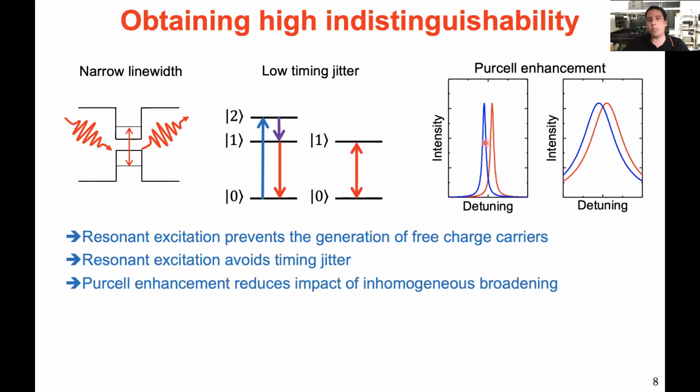What helps in addition is Purcell enhancement, because if you now consider that your two-level system would be subject to some spectral diffusion, so although it's a very good quantum dot, let's say it fluctuates a little bit in frequency, that means that the spectral overlap is reduced. And here Purcell-enhancing the emission really helps, because if you increase the homogeneous linewidth relative to some inhomogeneous broadening, the spectral overlap, as you can see in this simple visualization, increases significantly.